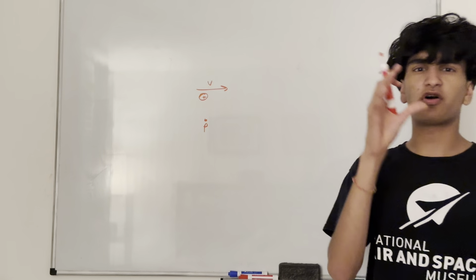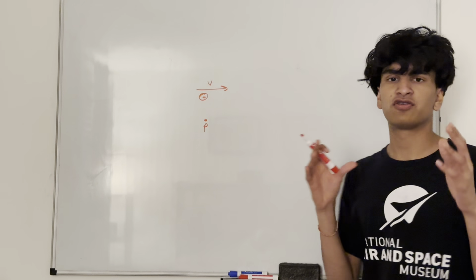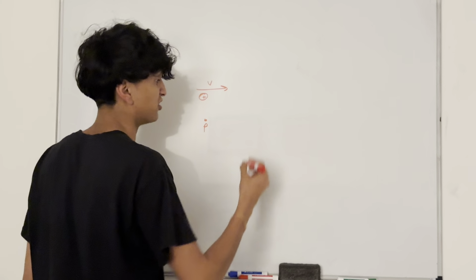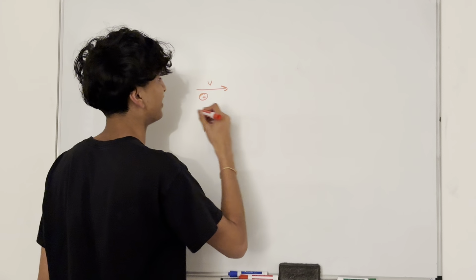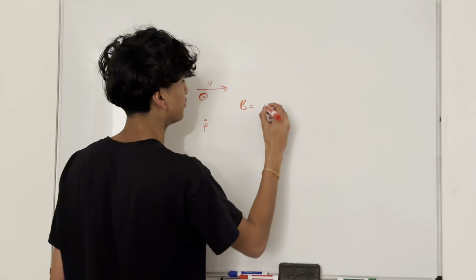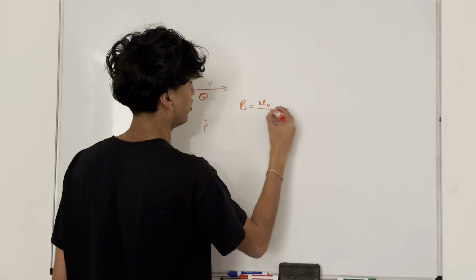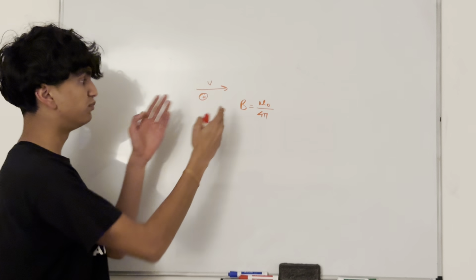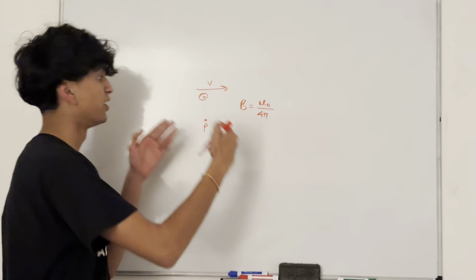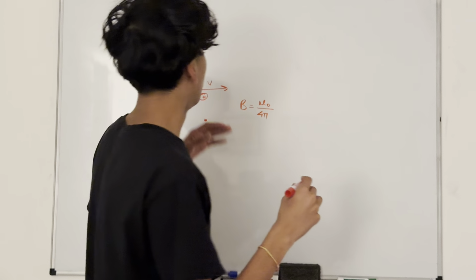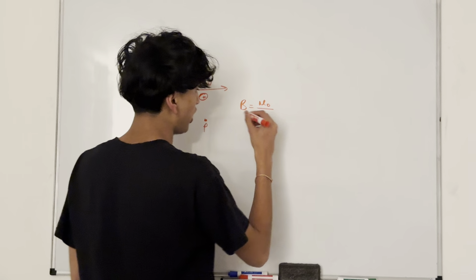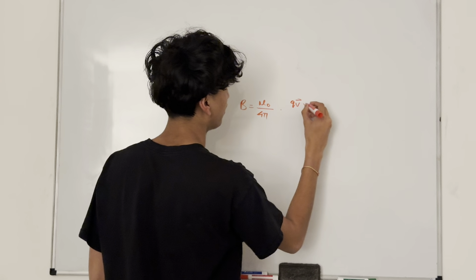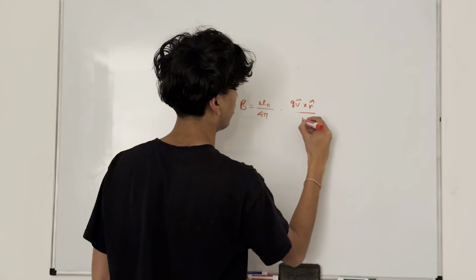I'm going to give the equation, but if you don't understand it, because it's some weird math stuff, that's okay. You don't need to even use it. But basically, it says that B is equal to mu naught over 4 pi. This is the B at point P, the magnetic field created at point P, times Q V cross R hat over R squared.